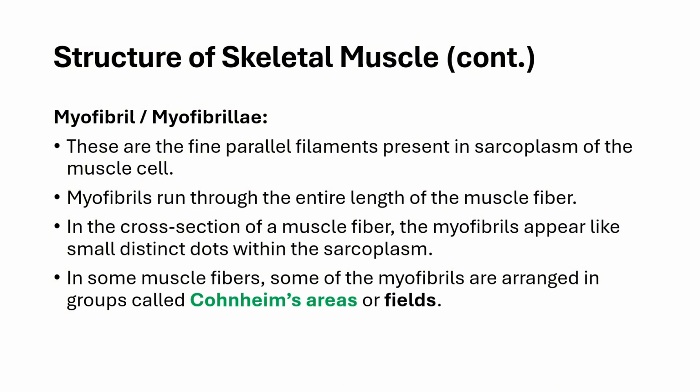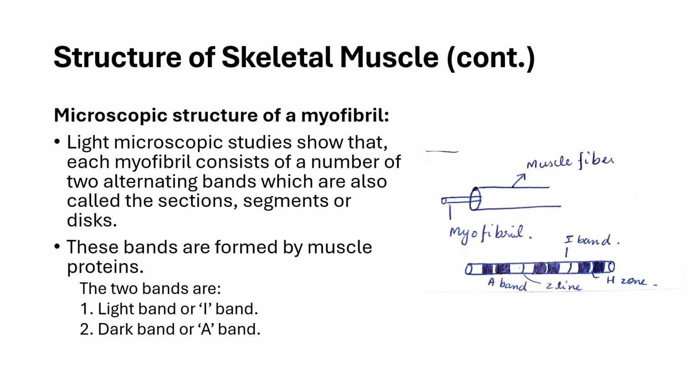It ensures coordinated contractions. If we talk about how they look under the microscope, when we take a cross section of a muscle fiber, myofibrils appear as small dots scattered within the sarcoplasm. In some cases, these myofibrils group together into patterns known as Cohnheim areas, or Cohnheim fields. Let's discuss the microscopic structure of a myofibril.